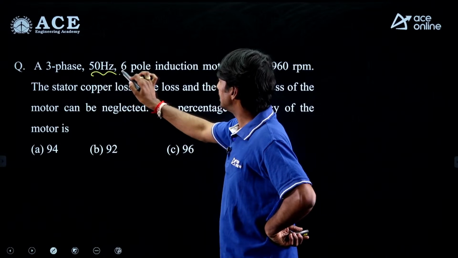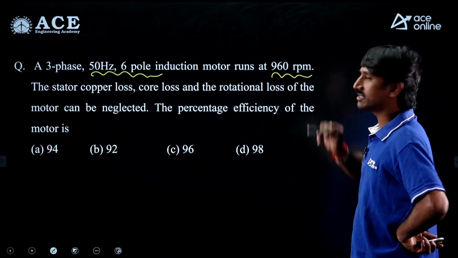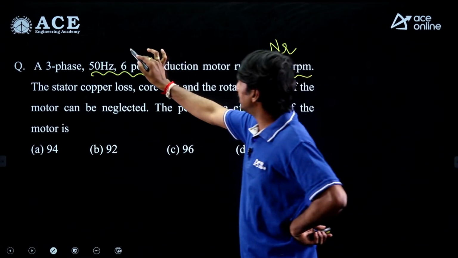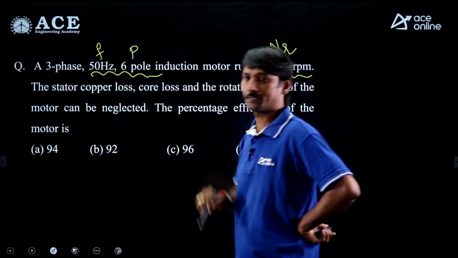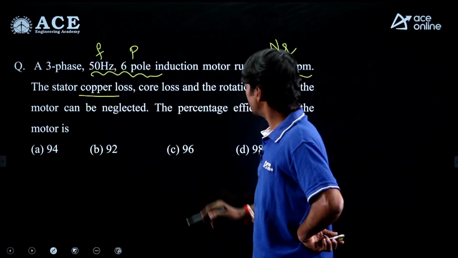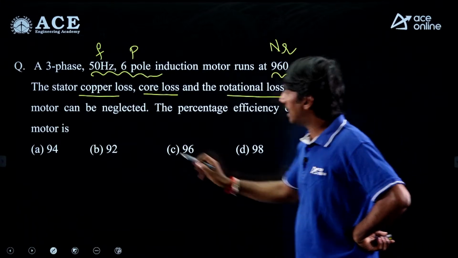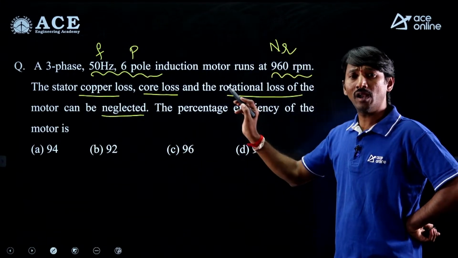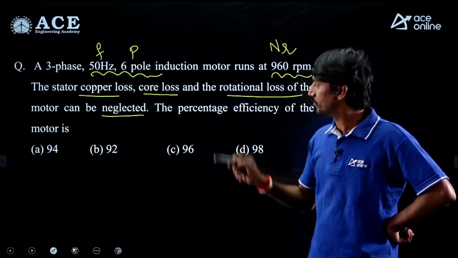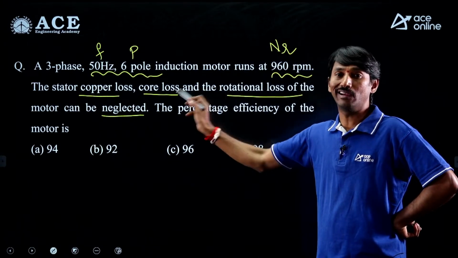A 50 Hz, 6-pole induction motor runs at 960 RPM. So this is NR, this is the number of poles, and this is the frequency. In this question, stator copper losses, stator core losses, and rotational losses are neglected. Almost all losses are neglected except rotor copper losses, which are not neglected in this entire question.